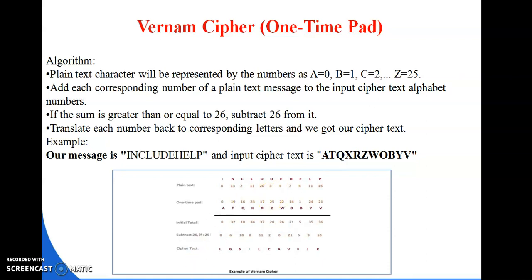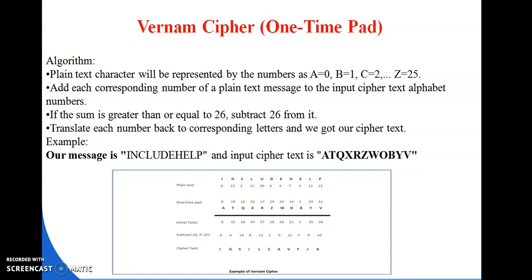Next, the last step is to translate each number back to the corresponding letters and we get our ciphertext. Now, the serial number 8 is I, 6 is Z, 18 is S, 8 is I, 11 is L, 2 is C, 0 is A, 21 is B, 5 is F, 9 is J, 10 is K. So this is the ciphertext: I, G, S, I, L, C, A, B, F, Z, J, K. So this is your ciphertext.